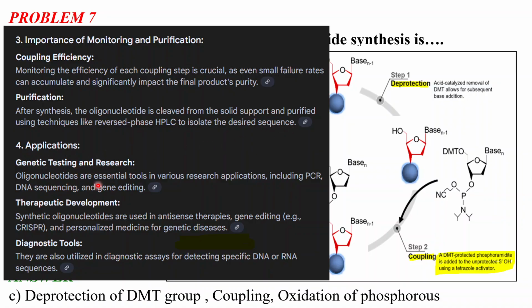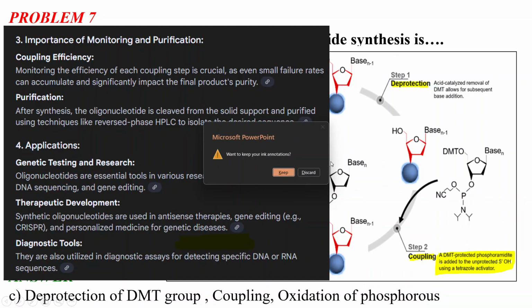Applications: genetic testing and research. Oligonucleotides are essential tools for various research applications, including PCR, DNA sequencing, and gene editing. Therapeutic development: synthetic oligonucleotides are used in antisense therapies, gene editing like CRISPR, and personalized medicine for genetic diseases. And diagnostic tools: they are also utilized in diagnostic assays for detecting specific DNA and RNA sequences. Okay, so these are the applications and also the importance of monitoring and purification of the solid phase oligonucleotide synthesis process.